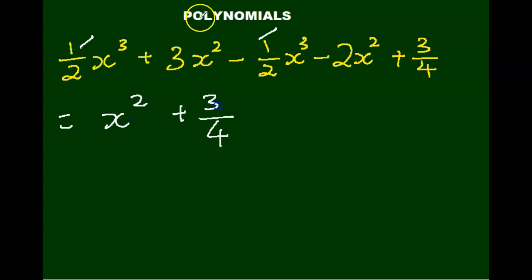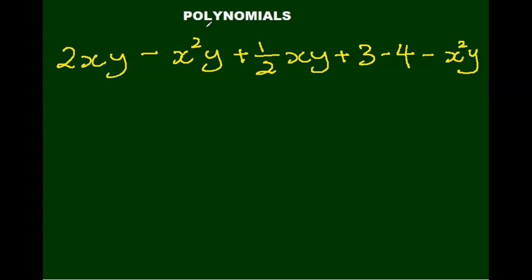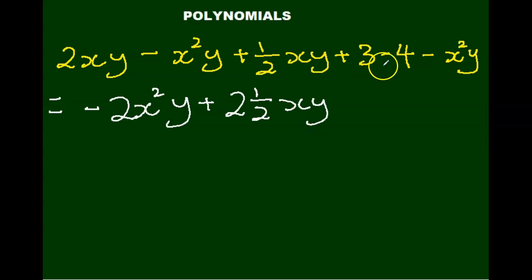I have that left. What if I have more than one variable, which is more than one letter? Doesn't matter. We still tackle it the same way as we did before. We look for the like terms. We have a negative 1x squared y and a negative 1x squared y, which gives me negative 2x squared y. And then we have an xy term and an xy term, which we're adding. So that gives me 2.5xy. And 3 minus 4, which gives me negative 1.